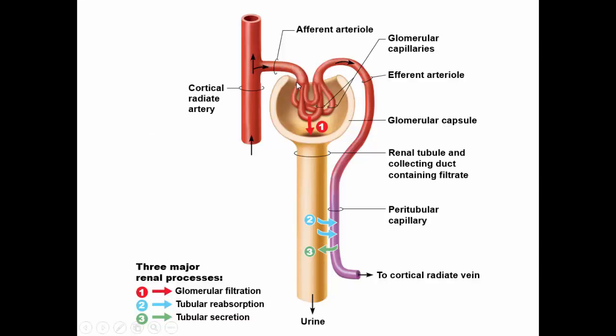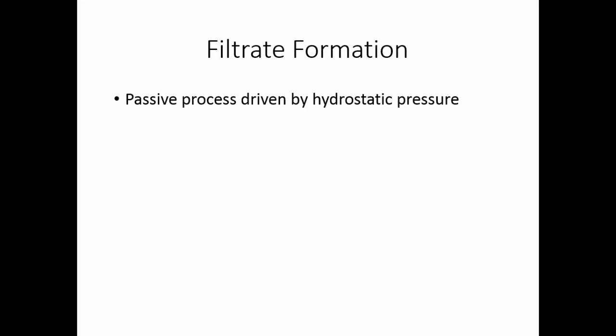So as we have the afferent arteriole and the glomerulus here, the first step is filtration, making the filtrate. Then primarily in the proximal convoluted tubules we'll reabsorb material we need. And primarily in the distal convoluted tubules, we will get rid of any substances we really want to remove from the blood. So this reabsorption and secretion occurs in those peritubular capillaries, and then we will send the blood to the cortical radiate vein.